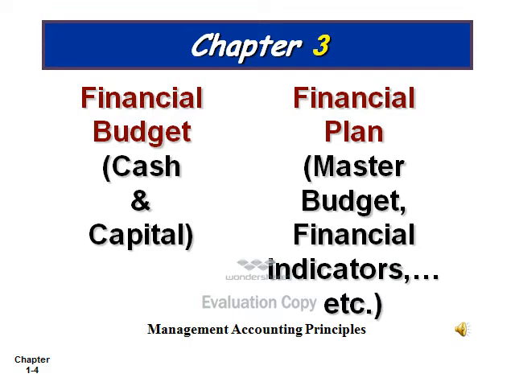First of all, I want to explain the difference between financial budget and financial plan. Financial budget includes cash budget and capital budget. Financial plan includes master budget, financial indicators, etc. Master budget includes financial budget and operating budgets. That means financial budget is a part of financial plan.